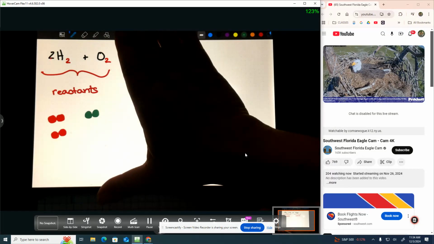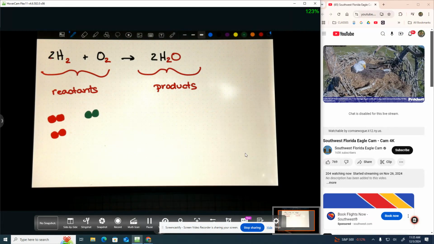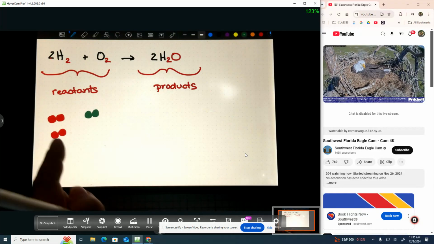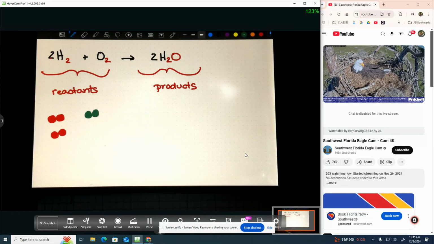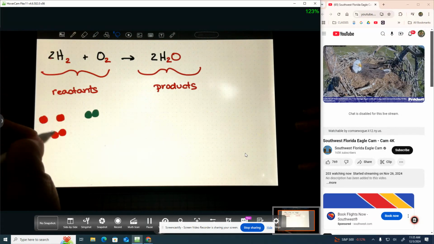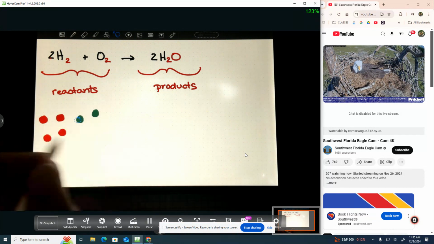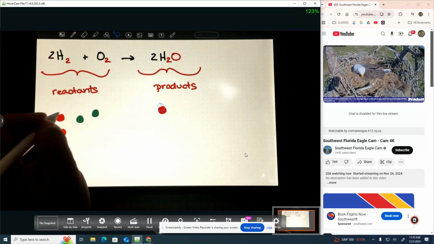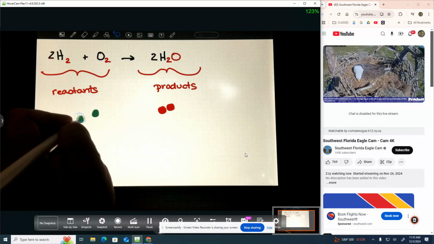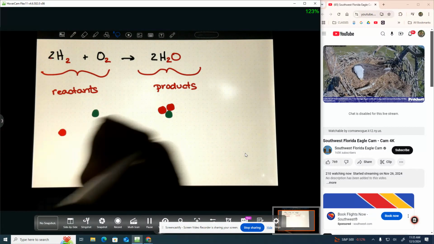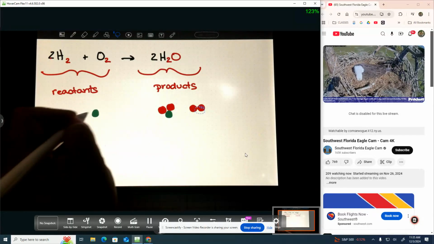Okay? The reactants are what we start with. I now am going to put energy in to break these bonds. Broken, absorbed. I'm going to absorb energy and break these apart. You with me? Okay. Then they're all going to go all mixy mix, and we will be able to make how many waters? 2 water molecules.